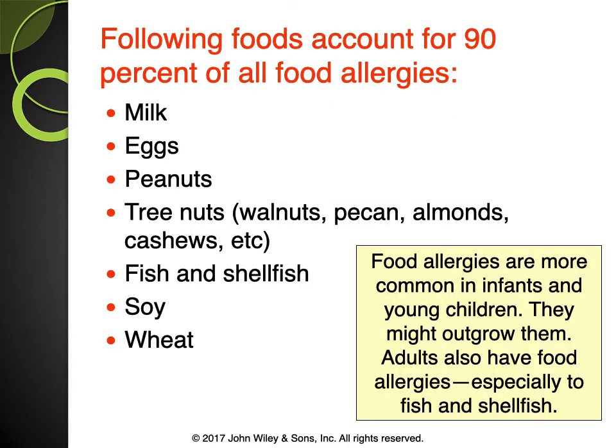Here is a list. The following foods account for 90% of all food allergies. There are more food allergies out there, we just include the most common ones in this book and in this lecture. Milk, eggs, peanuts, tree nuts, fish, and shellfish, soy, and wheat. And what I like is that here for tree nuts, they say walnuts, pecans, almonds, and cashews.